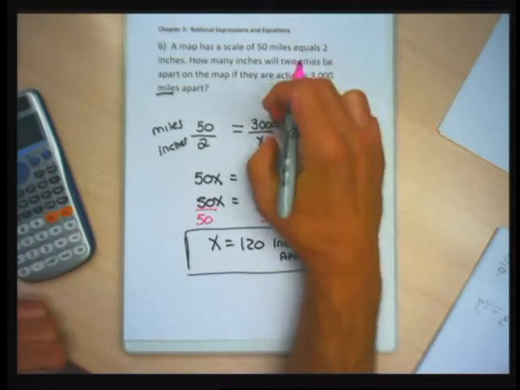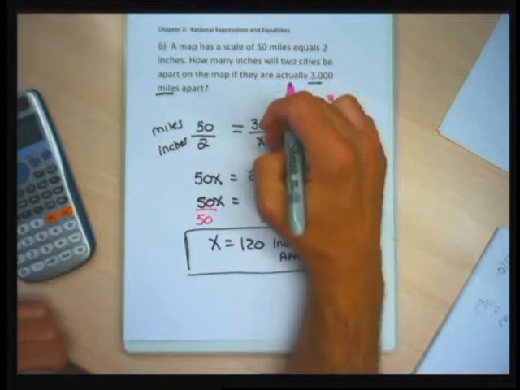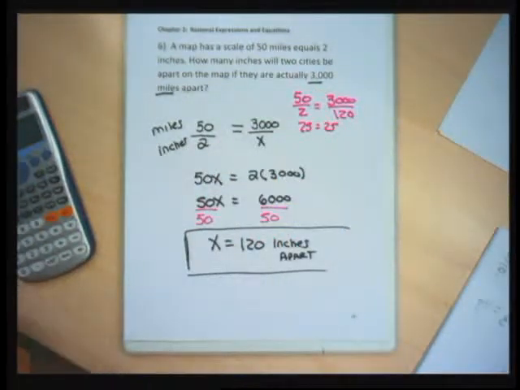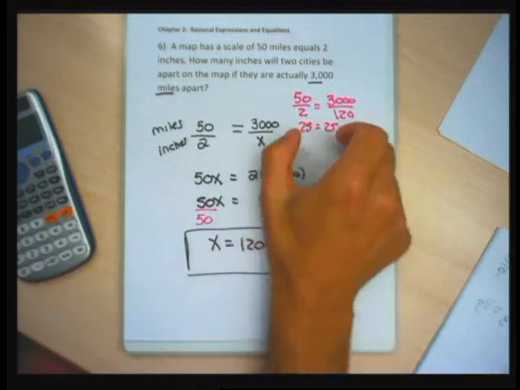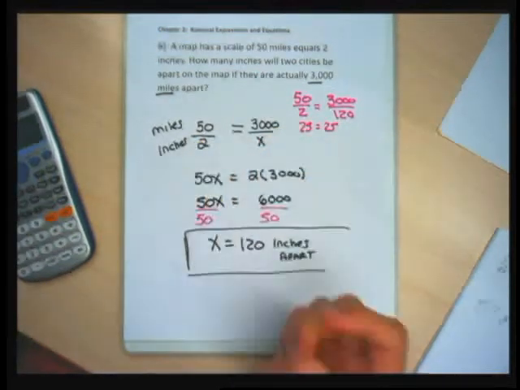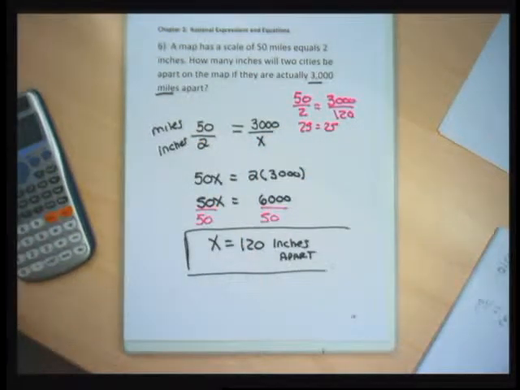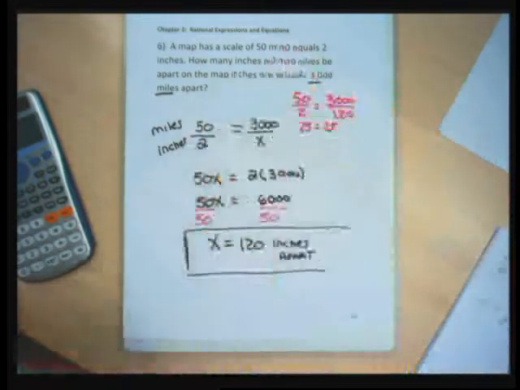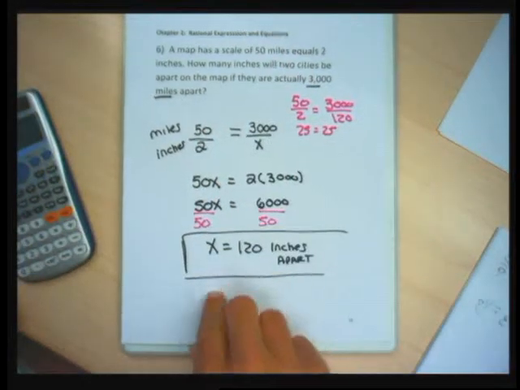And even if you had the fraction wrong, if you had x in the numerator and 3,000 in the denominator, the checking is still going to check. But this only checks the algebra. It doesn't confirm that my setup was correct. But it seems reasonable that basically every inch is 25 miles, and 120 inches is going to be 3,000 miles. I feel good about that work.